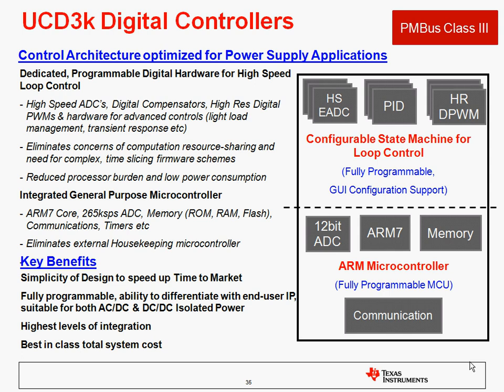Here's another example of that kind of a PMBus Class 3 product, and this is a UCD3K isolated digital controller. So again, it has a configurable state machine, so a lot of the A to D, the PID, as well as the PWM, and some of the current limit and other critical functions are state machine based, but still very programmable through a GUI. And then it also has an ARM microcontroller that's fully programmable. So again, it's going to give you a really good balance of programmability, but also high performance, high speed, so that you can hit transient requirements and operate at a higher switching frequency.